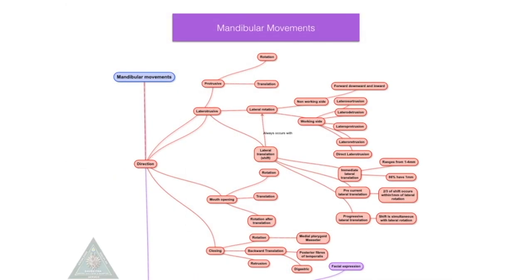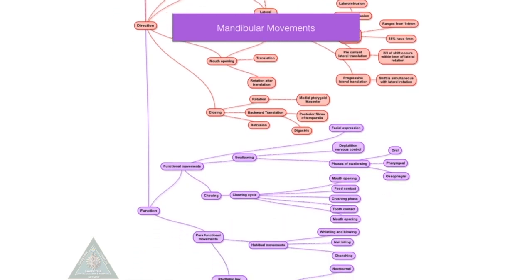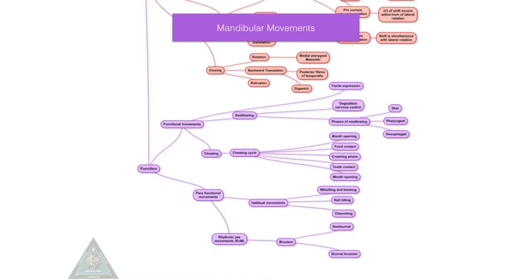So the next kind of movement is functional and parafunctional movements. Functional movements are usually what we do, movements of the mandible when we are doing normal functions like facial expression, swallowing, chewing, etc. So swallowing has three phases: oral, pharyngeal and esophageal phases. And the chewing cycle involves mouth opening, food contact, crushing, then tooth contact and then again mouth opening. These are all reflexly controlled, and so patients having difficulties in chewing will not be able to reproduce proper mandibular movements during jaw relation.